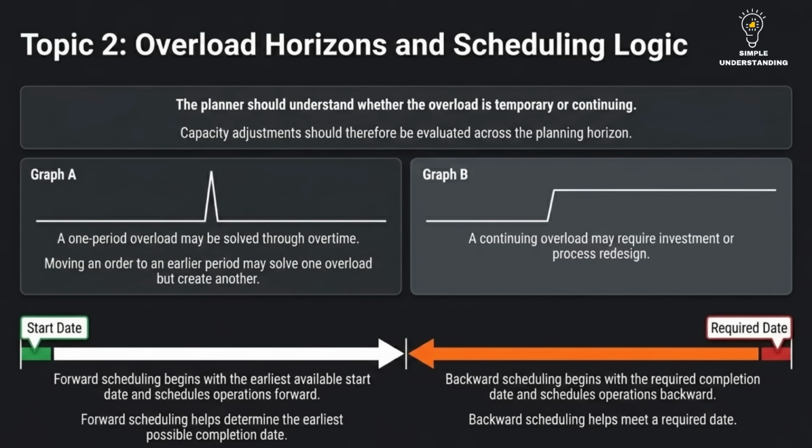Backward scheduling begins with the required completion date and schedules operations backward. Forward scheduling begins with the earliest available start date and schedules operations forward. Backward scheduling helps meet a required date. Forward scheduling helps determine the earliest possible completion date.